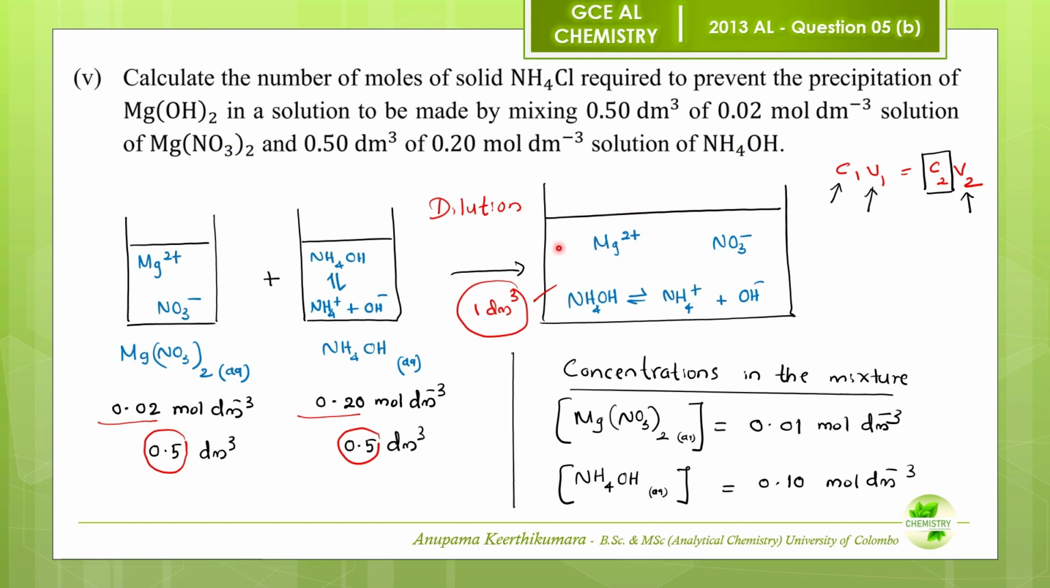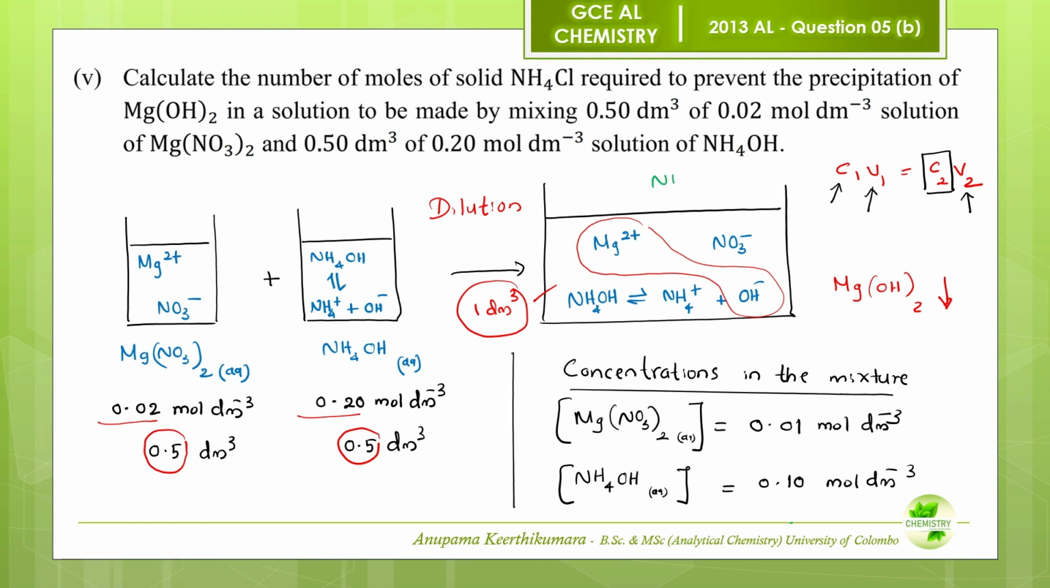Now we will move to the reaction mixture. Magnesium 2 plus ions and nitrate ions were present, which was coming from magnesium nitrate. Then this ammonium hydroxide undergoes partial dissociation. So ammonium ions and OH minus ions are also present in the mixture. When magnesium ions are present with OH minus ions, there is a possibility of forming the magnesium hydroxide precipitate.